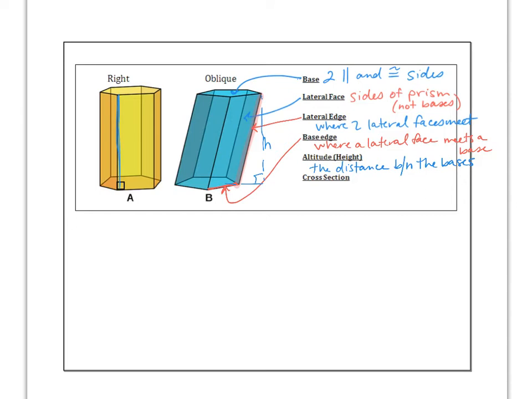And then a cross section is like a slice of the object or a slice of the prism. I'll just write that, a slice of the prism. Think about if I have a block of cheese and I cut it down the middle and I open up that block of cheese to see where I cut. Whatever shape that cut is, that is the cross section or a slice of the block of cheese.